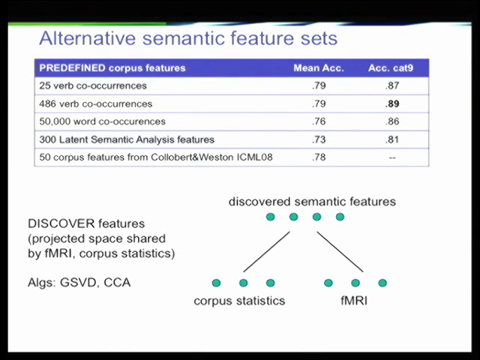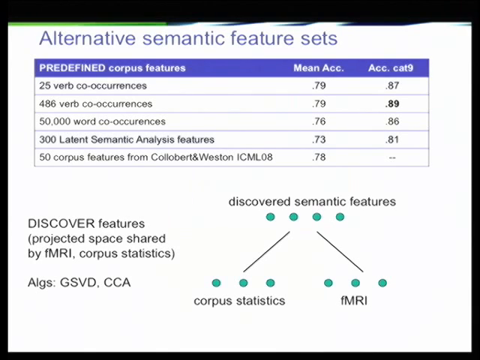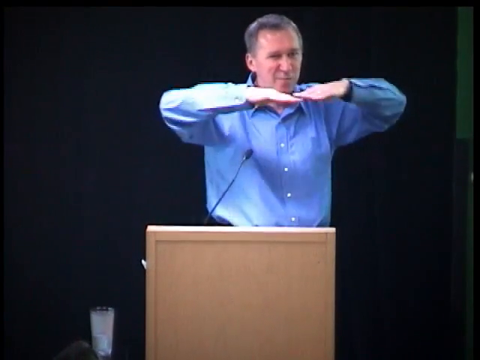for which we can get a linear projection of the corpus statistics into that abstract space, and then a linear projection back out of that into fMRI space, which is what our model was doing in the first place. It's just that we didn't discover the semantic features. We just plugged in 25 verb co-occurrences as the semantic features. So there are a couple ways you can do this, and if you're familiar with PCA, it's sort of like running PCA where you have simultaneously two different data sets that are paired.